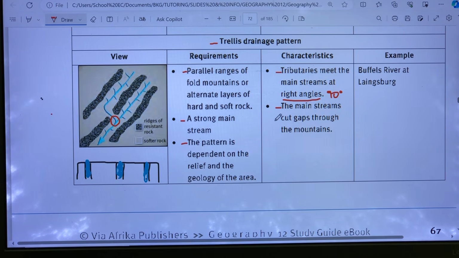The mainstreams cut gaps through the mountains. As you can clearly see, the mainstreams are cutting through the high-lying areas. This is a high-lying area, this is a high-lying area, and this is a high-lying area. Also on the description that I've shown you, these are high-lying areas. That's how it goes. I hope you get that. An example of this is Bafels River at Lensbeck. Let's move on, guys. Let's move downwards.